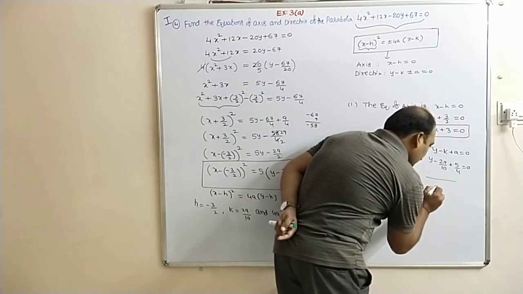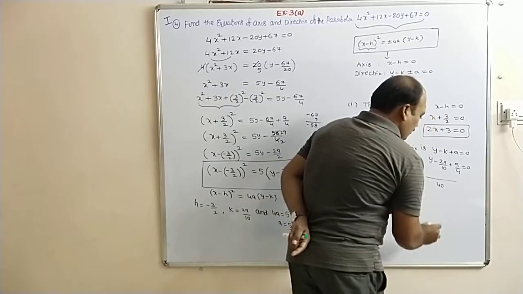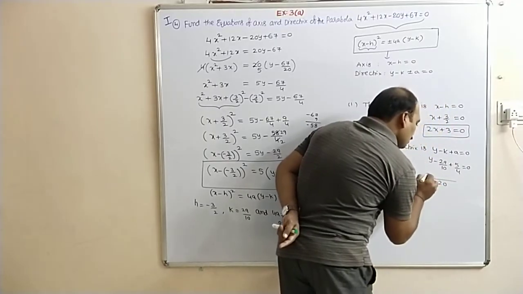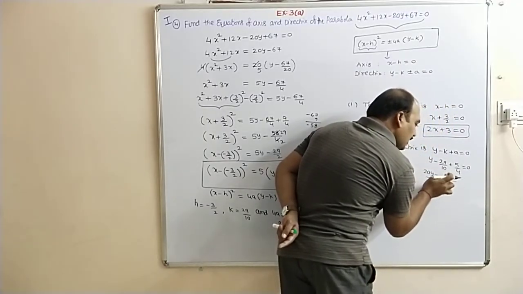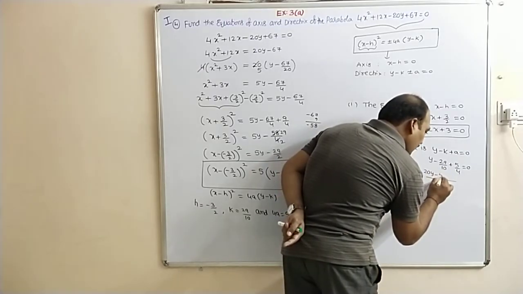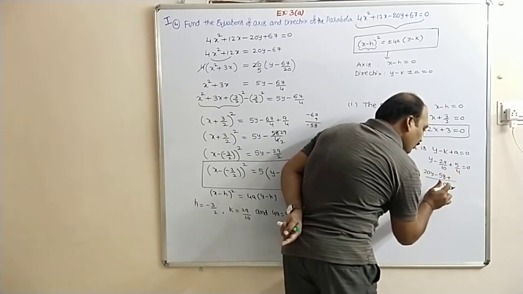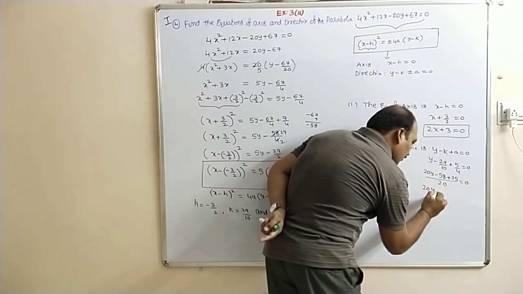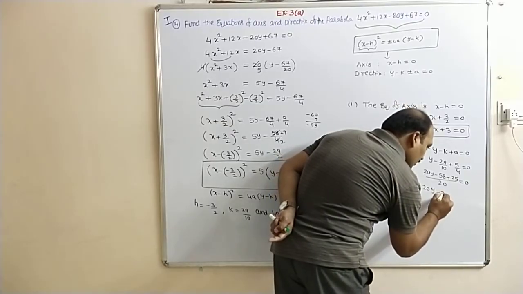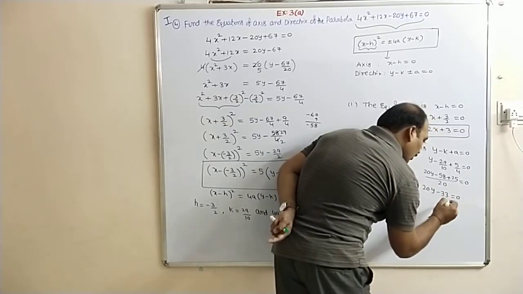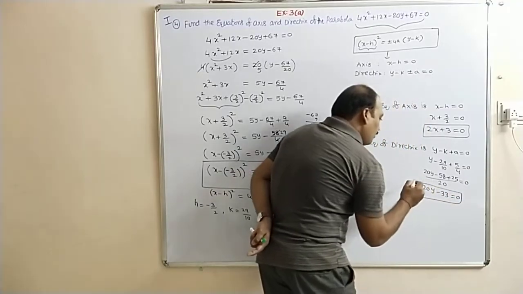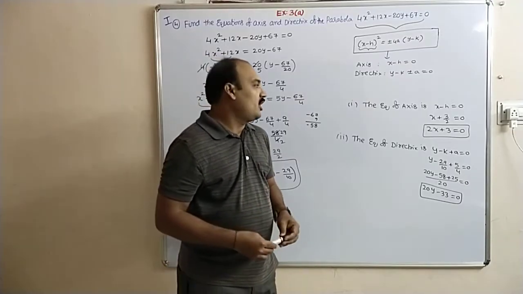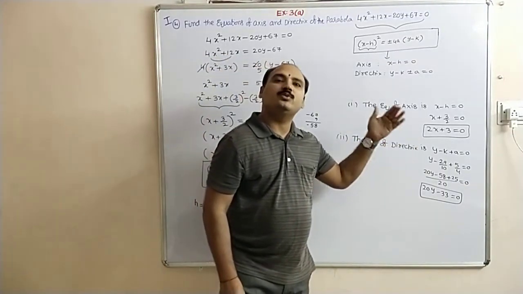So take LCM here. Not 40, it's 10 and 4, so the LCM is 20. So 20y minus 10 2s are 2 into 29, 58, plus 4 into 5, 5 5s are 25. So 20y minus 33 is equal to 0. Therefore, the equation of directrix is 20y minus 33 equal to 0, and the axis is 2x plus 3 equal to 0.